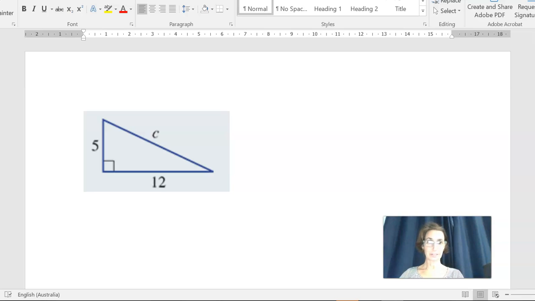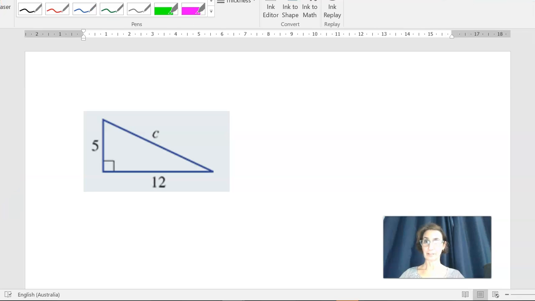And notice on this triangle, the hypotenuse is C, and remember that it's also opposite the right angle. So if we have a look at this one here, we've got the two sides, 5 and 12, are the two shorter sides, and C is our longest side. So we're going to start off with Pythagoras theorem.